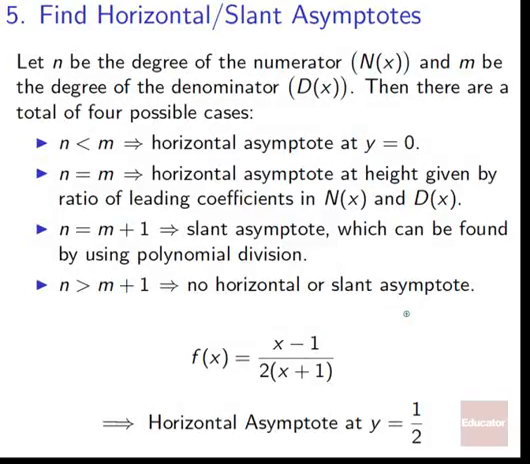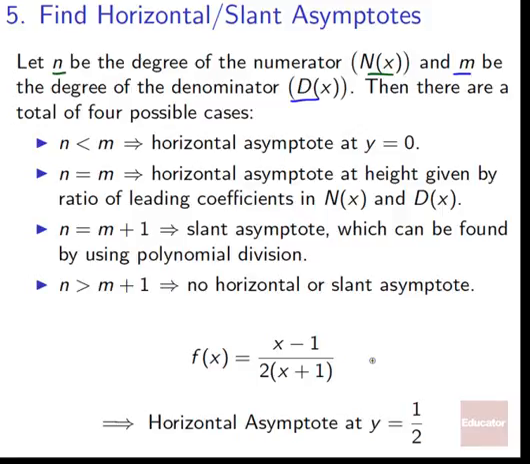Next step, find the horizontal or slant asymptotes, or figure out if it has absolutely none of those. Let n be the degree of the numerator, and m be the degree of our denominator. Then there are a total of 4 possible cases.